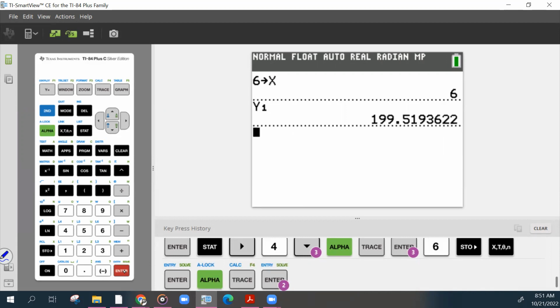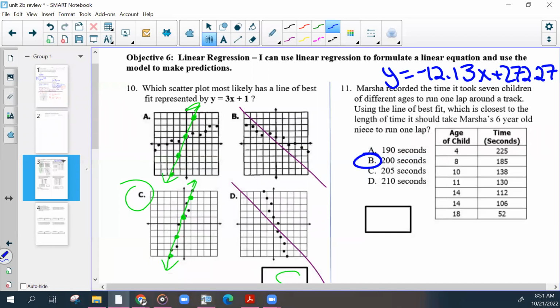For this, it needs to be the closest. So round up if necessary, not round down. So the closest of the answers would be 200. For number 12, make sure you change the years to 0 and then how many years has it been since?